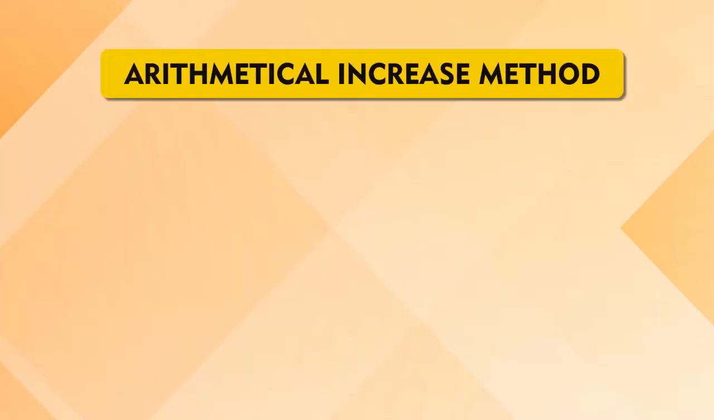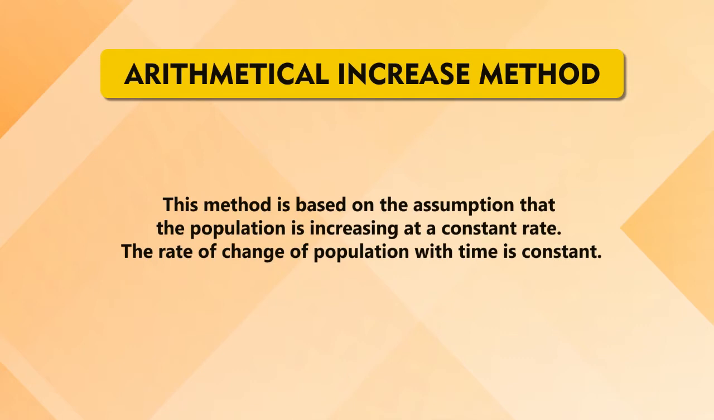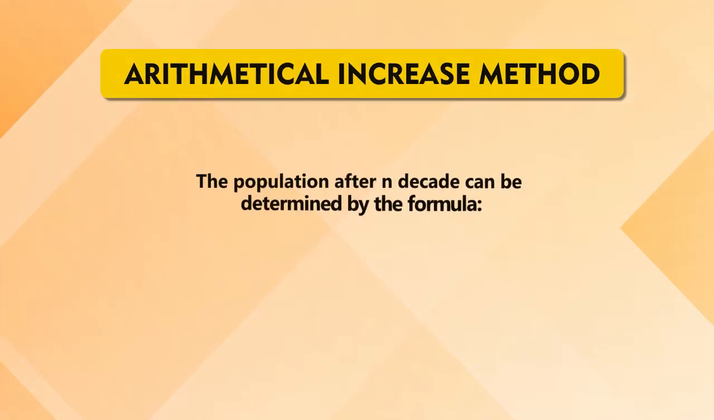Arithmetical increase method. This method is based on the assumption that the population is increasing at a constant rate. The rate of change of population with time is constant. So the population after n decades can be determined by the formula Pn is equal to P plus n into C.